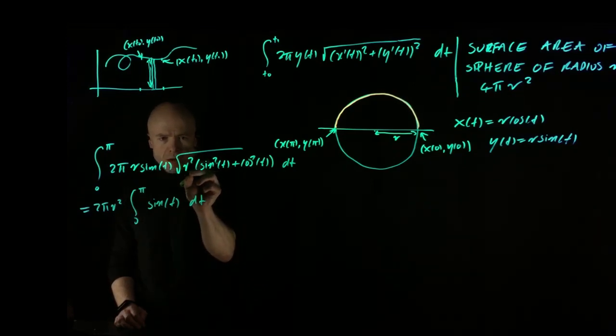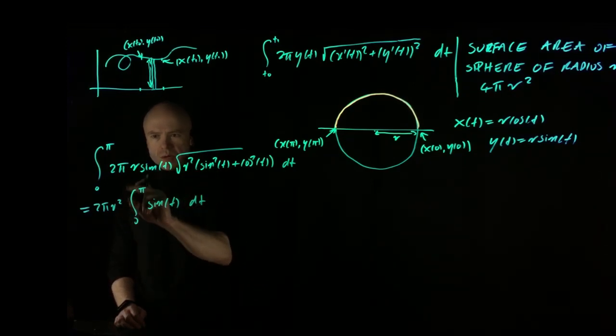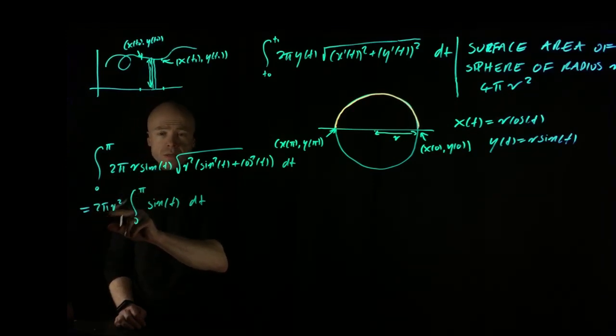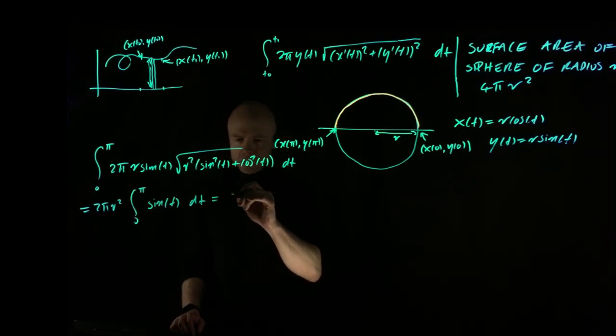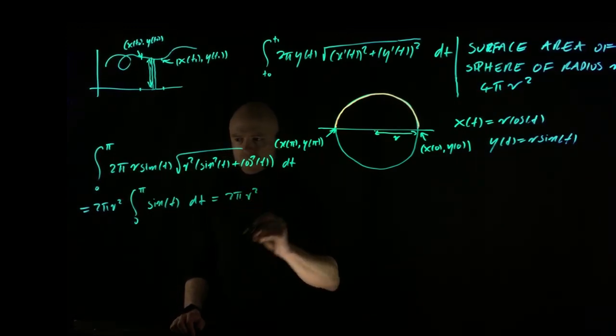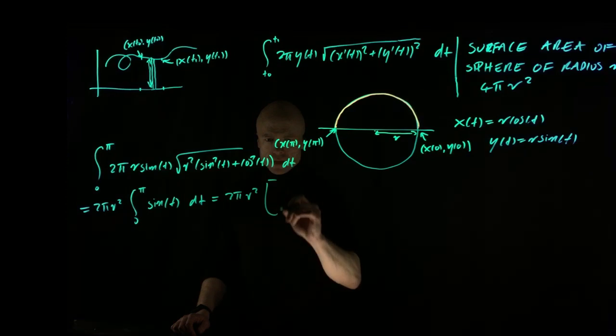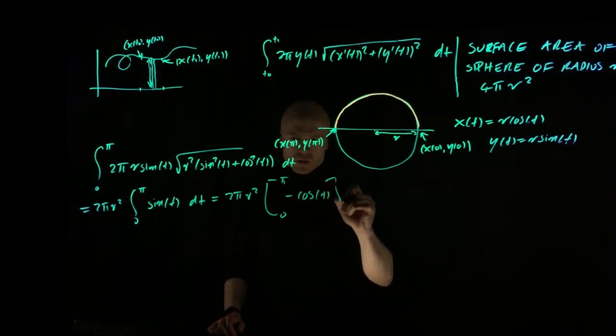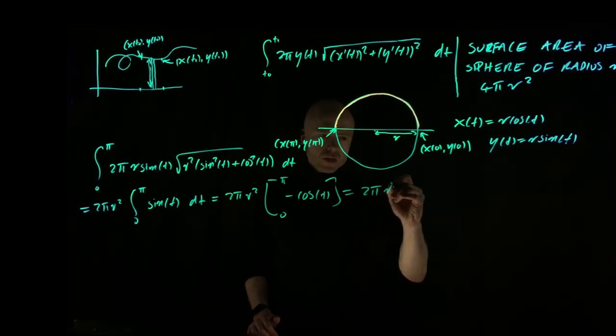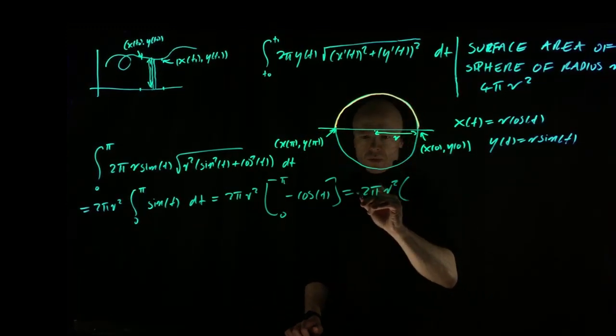Once again, we get the r out from the square root, so that gives us the r squared. We pull out the 2 pi to the left here, and we're just left with integrating sine, which is obviously not hard. So the antiderivative of sine is minus cosine, so 0 to pi of minus cosine of t, times 2 pi r squared. Let's put the minus out here.